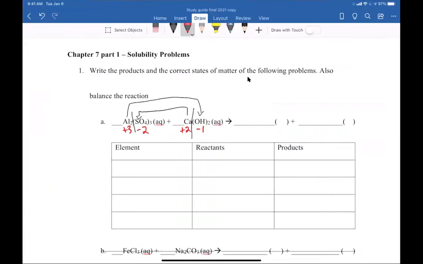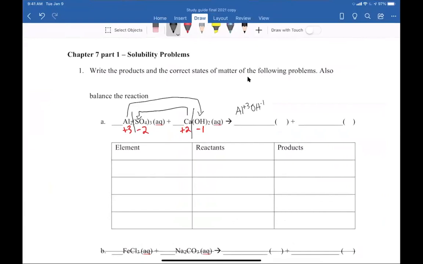Now that you have your charges, you can do the outer, outer, inner, inner. So reminder, you only bring one of each over, okay? You only bring one of each over. So you don't bring the 2 Als, you only bring 1 Al. You bring more if you need more. So Al is +3, and it's going to mix with OH, which is -1.